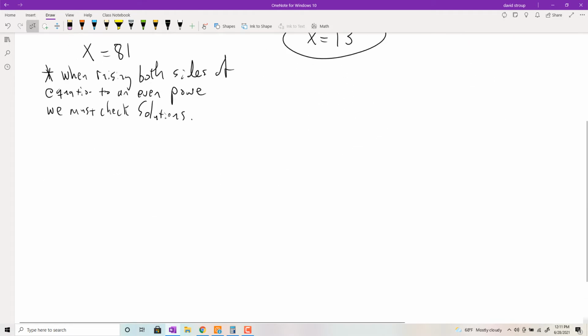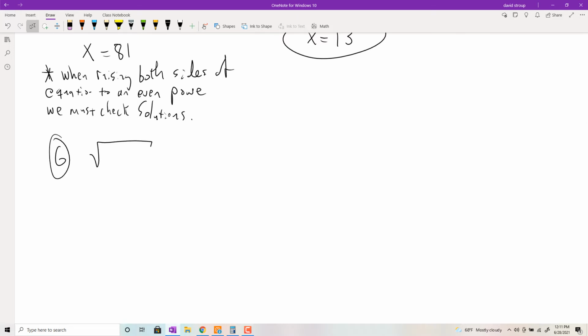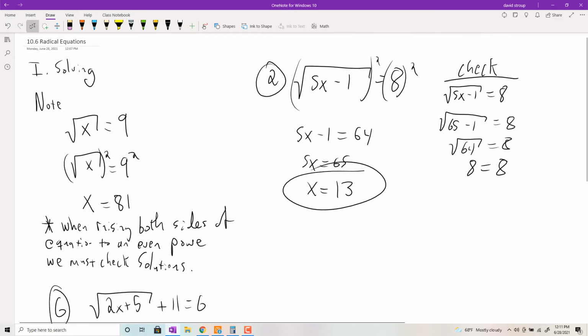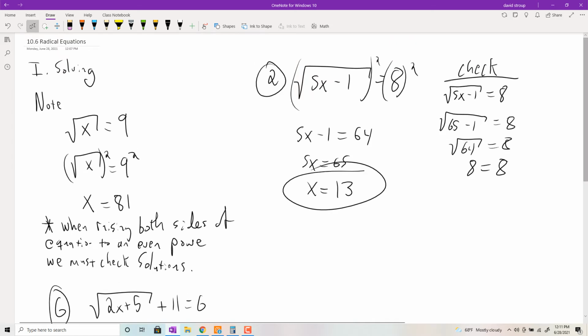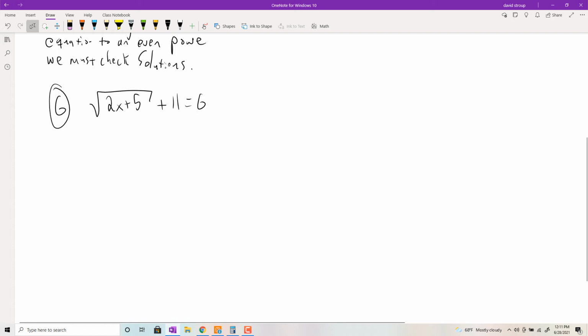Let's look at another one. So we have number 6. I have the square root of 2x plus 5, plus 11, equals 6. We always want to get our expression, ideally, into the form where we have a radical on one side and all the other terms on the other side, because then we can square and get rid of the radical. So first I'm going to move the 11 to the other side. So I have the square root of 2x plus 5 equals negative 5.